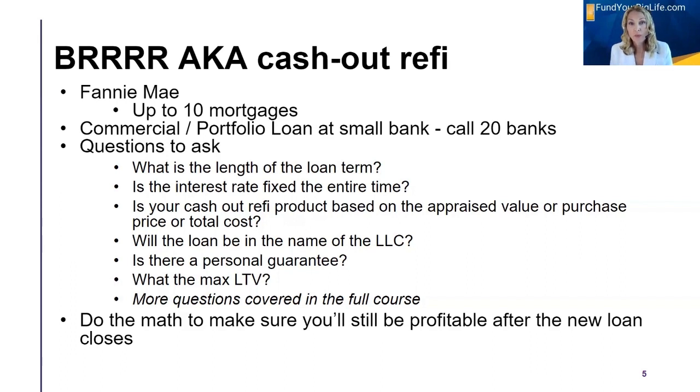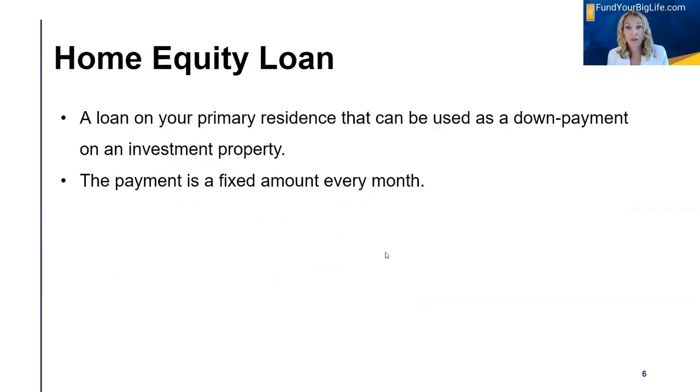So just make sure before you proceed with this method that you do the math on what the payment will be after your cash out refi is complete. We want to make sure that you're still profitable, that you're still getting $200, $300 per door per unit, even after you do this cash out refi. So don't proceed with it if you're going to lose money after completing the closing.